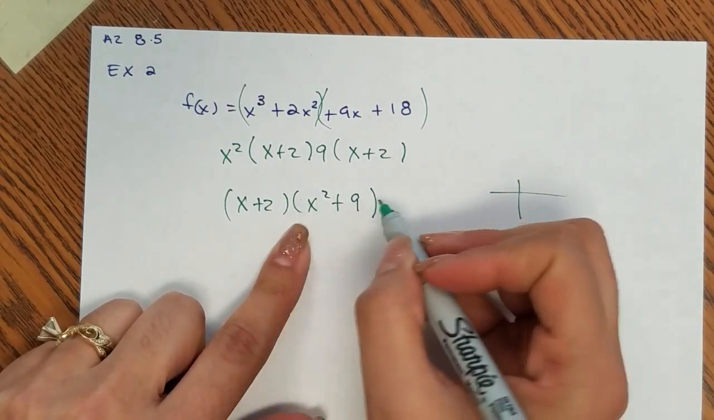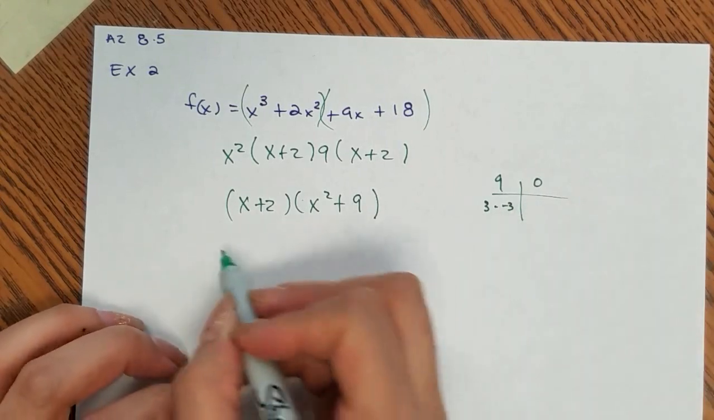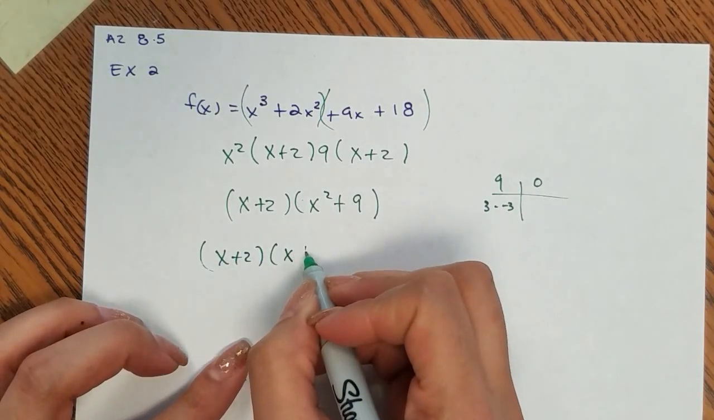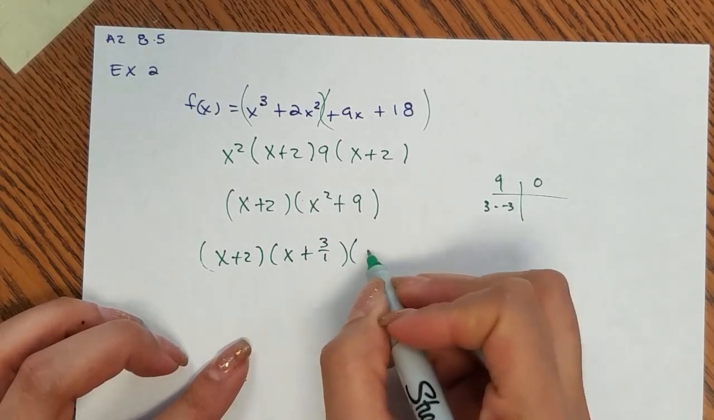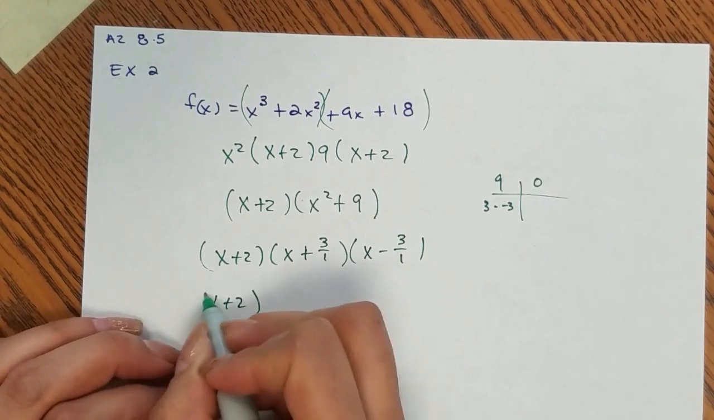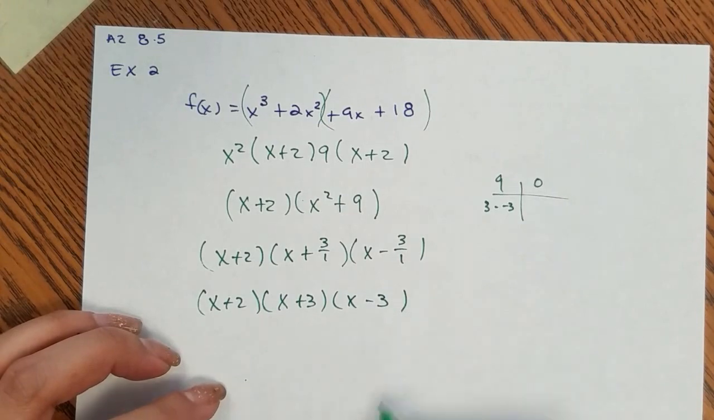We're looking for the factors of 1 times 9 that sum to 0, which is 3 times negative 3. x plus 2, x plus 3 over 1, times x minus 3 over 1, which are going to simplify nicely, x plus 3, x minus 3.